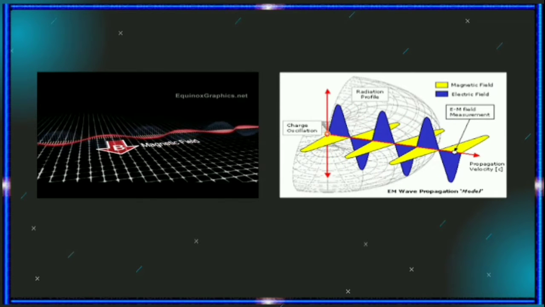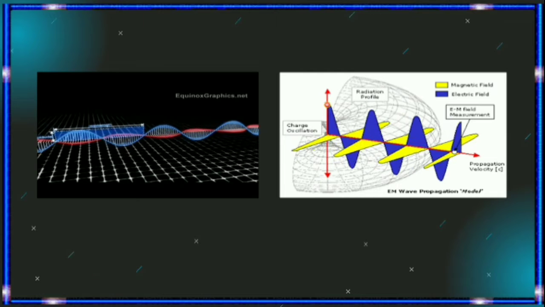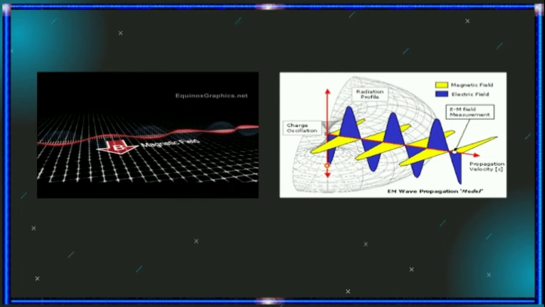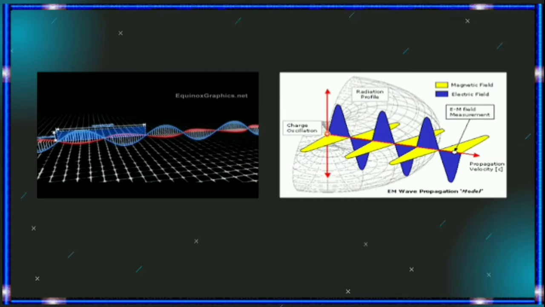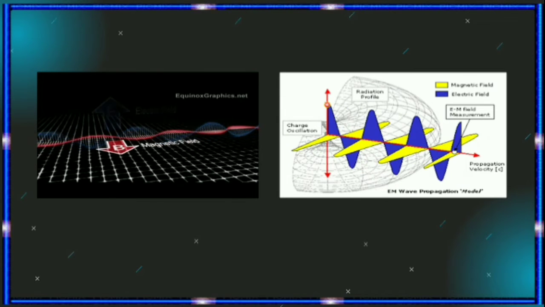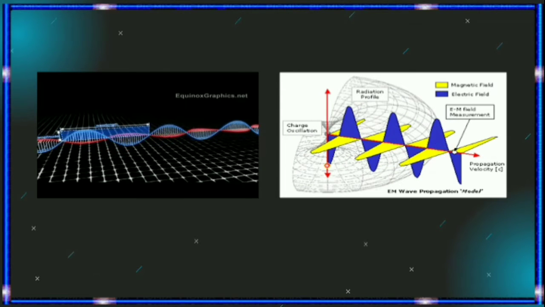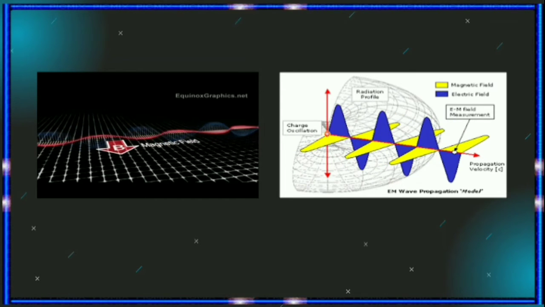An electromagnetic wave is composed of electric and magnetic fields. Electromagnetic waves are produced if charged particles such as electrons move back and forth. The charged particle, such as an electron, is surrounded by an electric field.